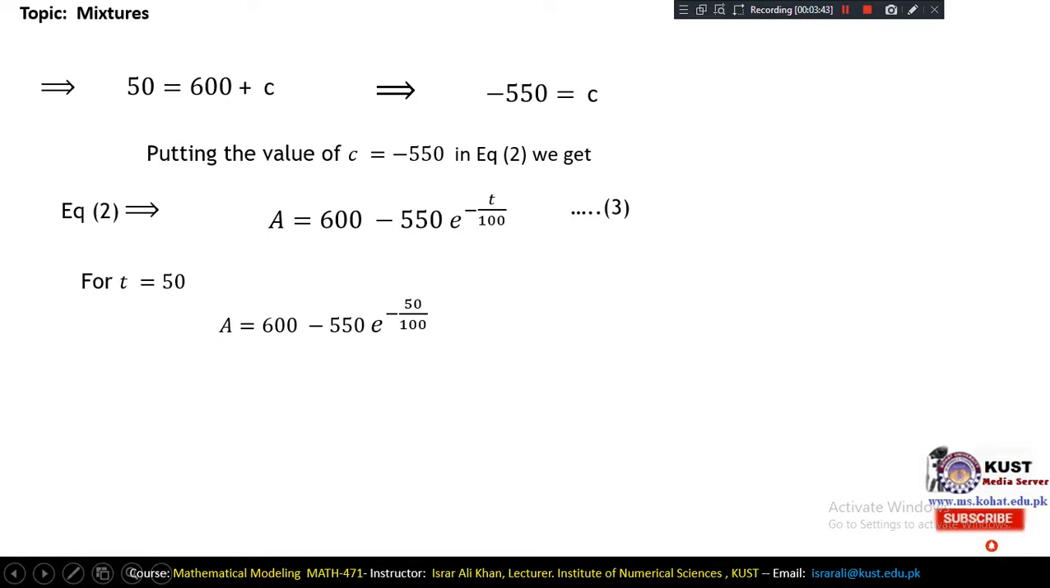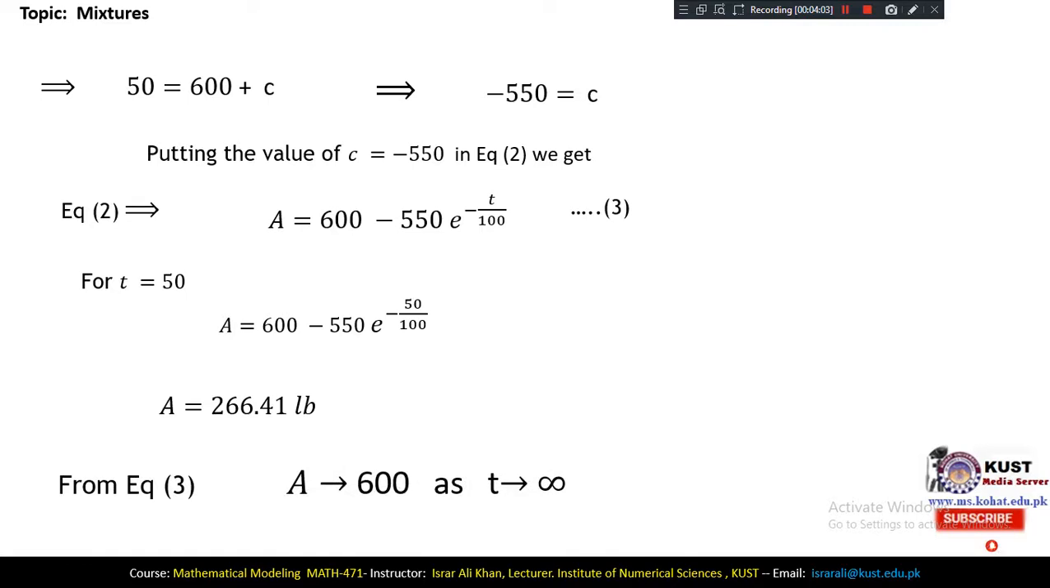In this question, we are given the time. When t is equal to 50, we have to find how much salt is left in the system. When we put t equal to 50 here, we get A equal to 266.41 pounds. So this is the amount of salt we are left with after 50 minutes.